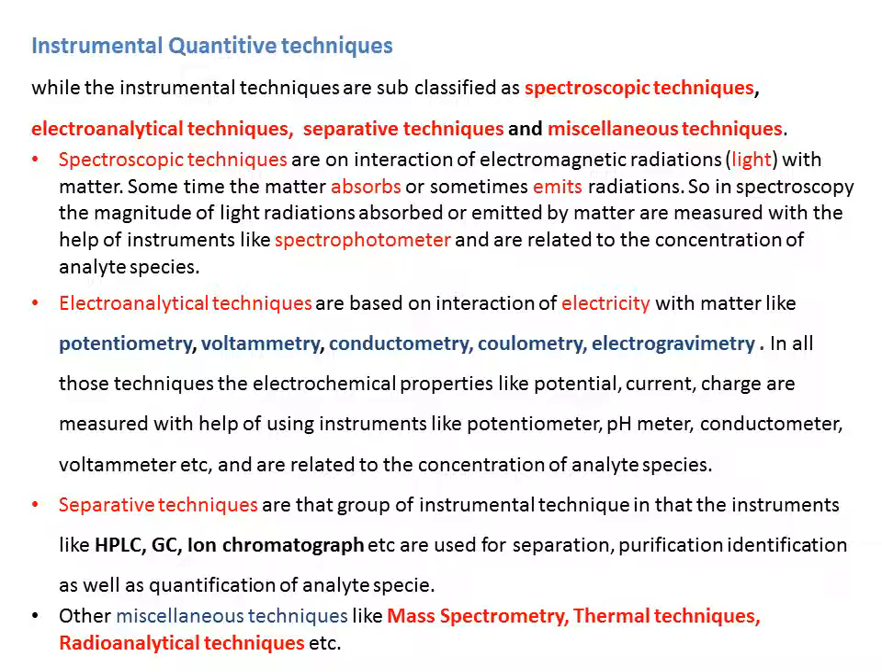In case of electroanalytical techniques, those are based on interaction of electricity with the material. In those techniques, the electrochemical properties like potential, current, charge are measured with the help of different kinds of instruments like potentiometer, pH meter, conductometer, voltmeter, and those are related to the concentration of analyzed species.